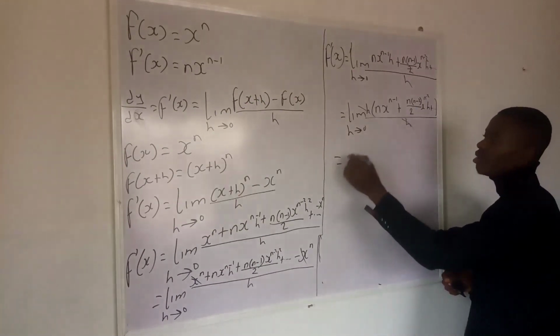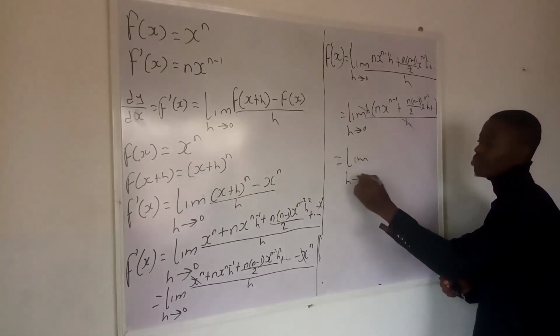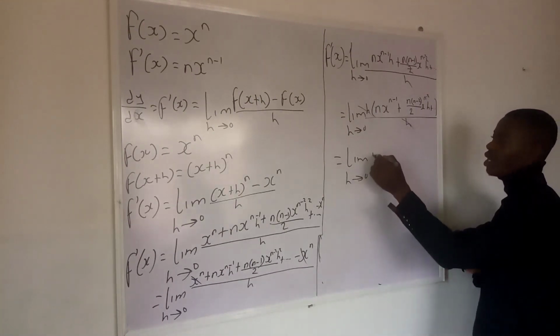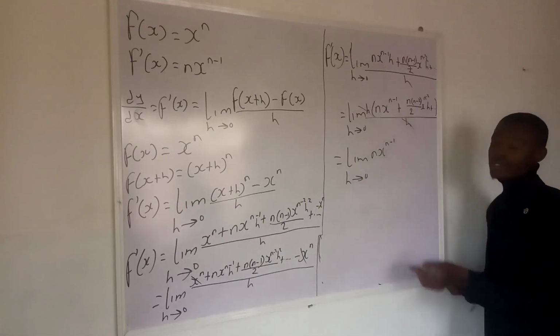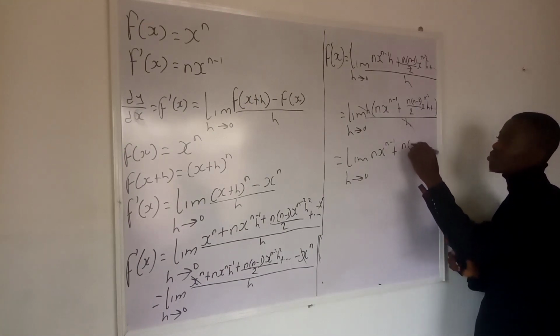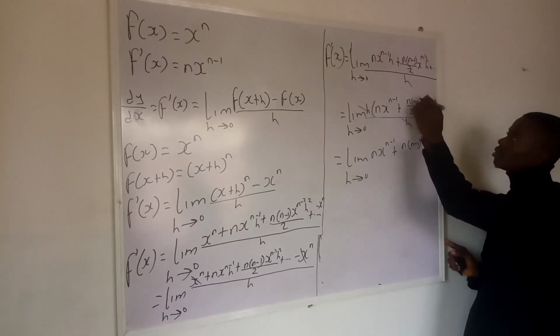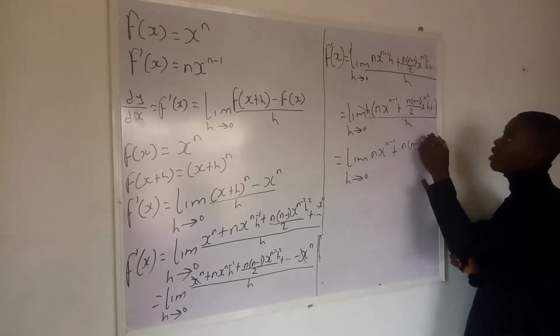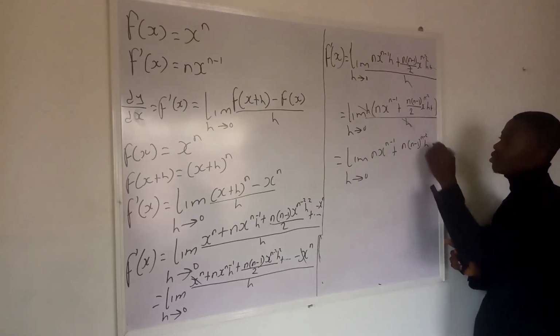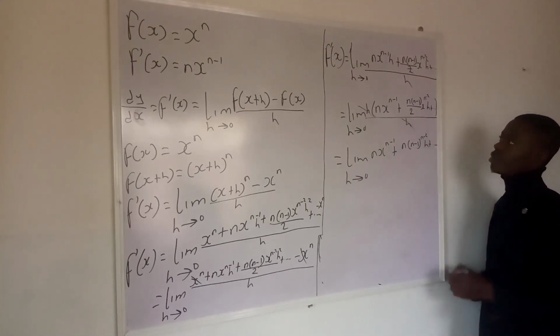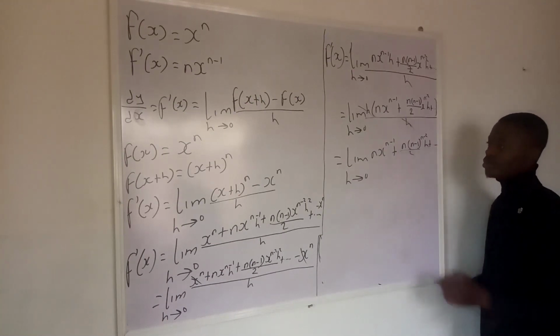Right now, the h can cancel out. I will be left with the limit as h approaches 0 of n x to the power of n minus 1, plus n multiplied by n minus 1, x to the power of n minus 2 h, plus dot dot dot, divided by 2.